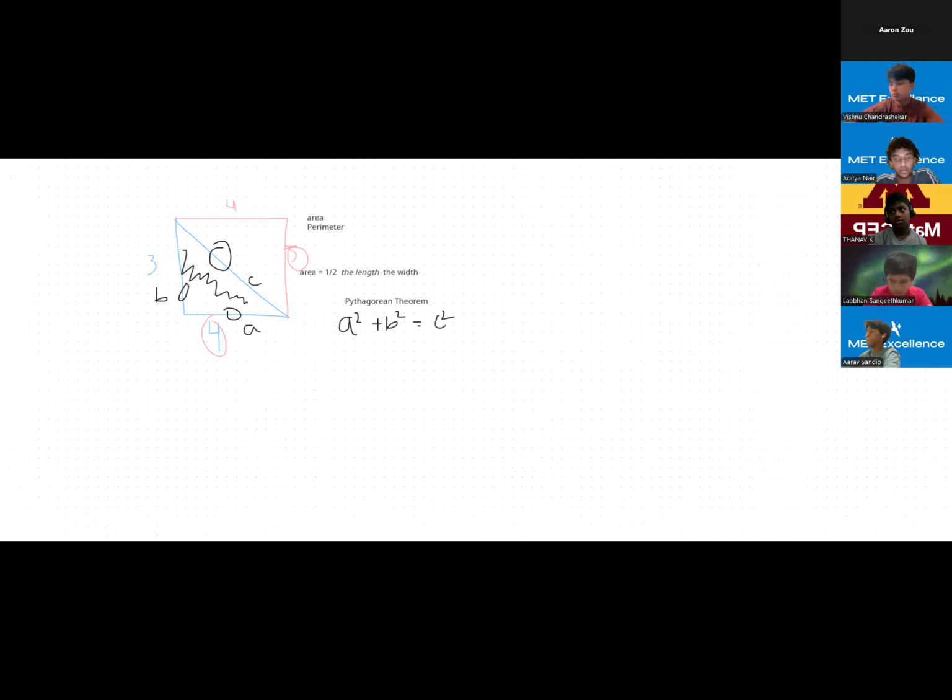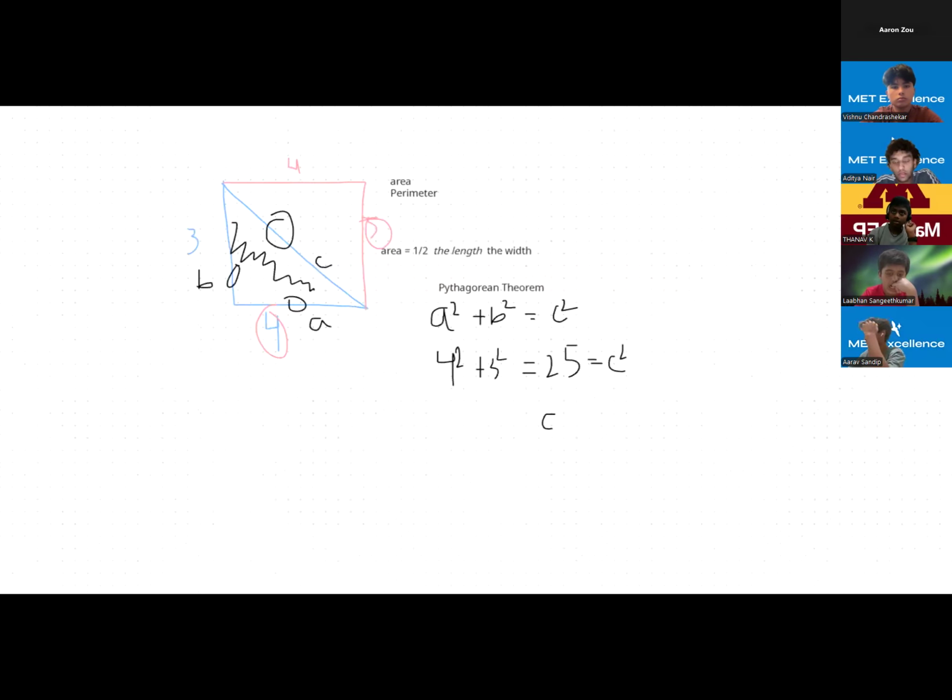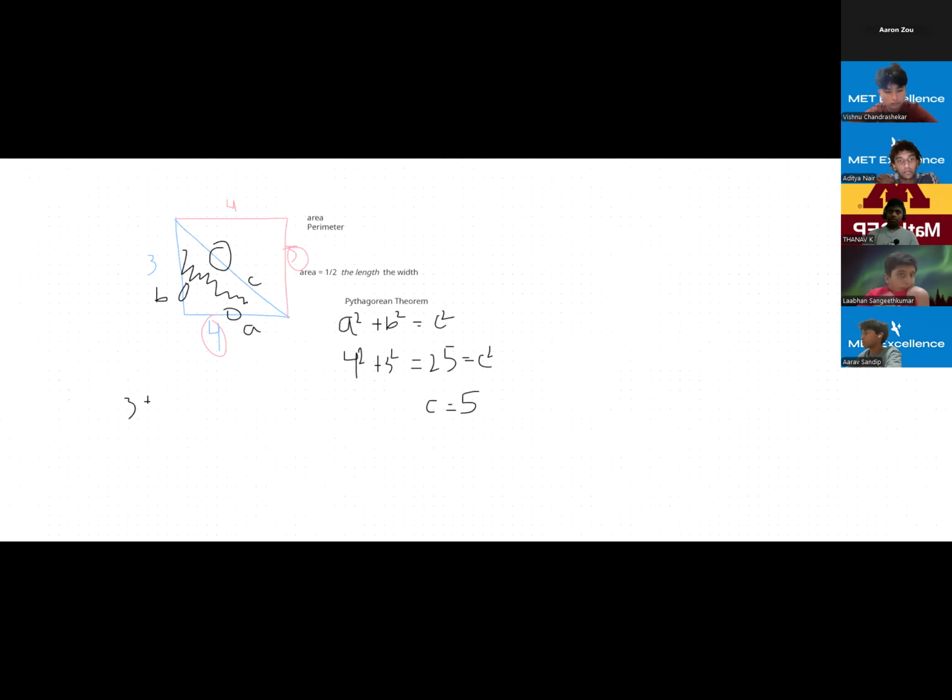So let's try that. 4 squared plus 3 squared is equal to 16 plus 9, which is 25. So let's put equals c squared. So what does that make c? Yep, c is 5. And then our perimeter would be 3 plus 4 plus 5, and that is 12, as I saw a lot of you put in chat. So great job.